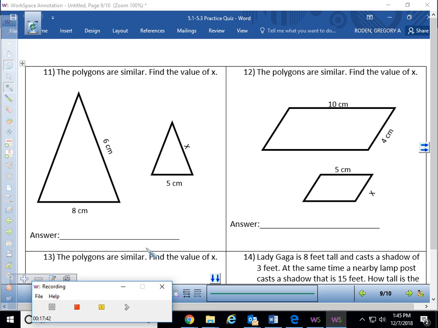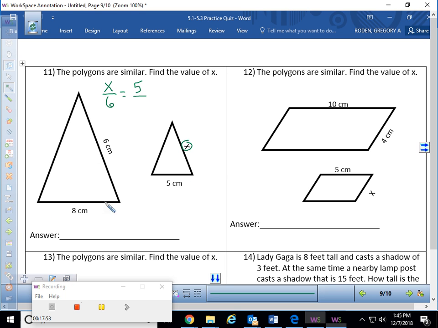Okay, the last one wants us to solve for the missing side, and they're similar. So what I'm going to do is just set up a proportion. I like to start with the x because that's what I'm always trying to find. So I'm just going to choose x on this one. What corresponds with x on the big one? Well, 6 corresponds with the x. And then we're going to go back to the little one, and I'm going to choose the 5.